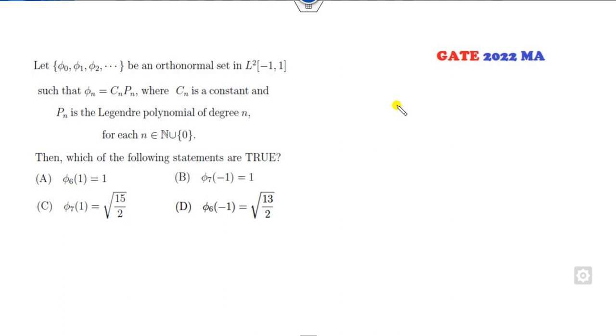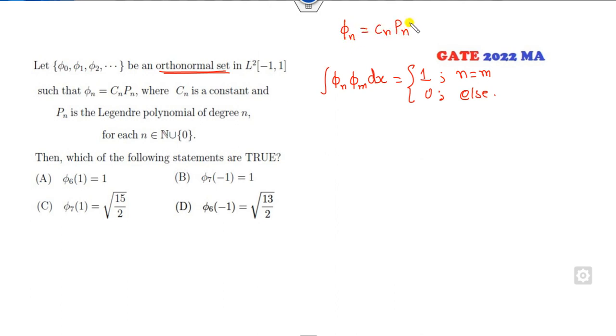Okay, now look at this another one. What is given to you? Phi i's are my orthonormal. Okay, orthonormal. What is the meaning of the orthonormal? Phi n into phi m comes to be 1 if n is equal to m, otherwise 0. Fine. Such that phi n is my Cn into Pn. What is the Pn? Legendre polynomial. Okay, we also know the orthogonal property of the Legendre polynomial: whenever n is equal to m, it comes to be 2 over 2n plus 1, otherwise 0.